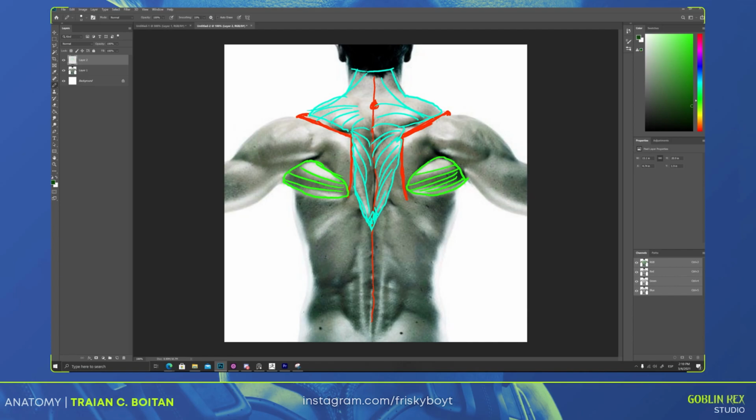Usually it's not visible, but I think in this photo it's visible. Here is the teres minor. Anyway, this muscle is a little bit underneath, and the last muscle of the scapula that is visible is the infraspinatus, which is attached here on the top of the joint of the scapula.